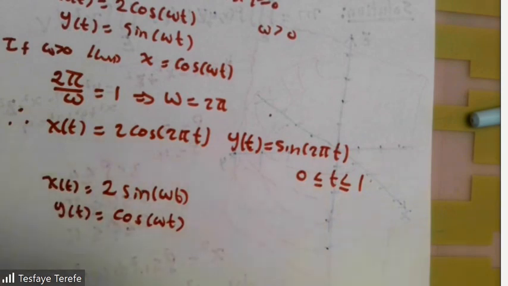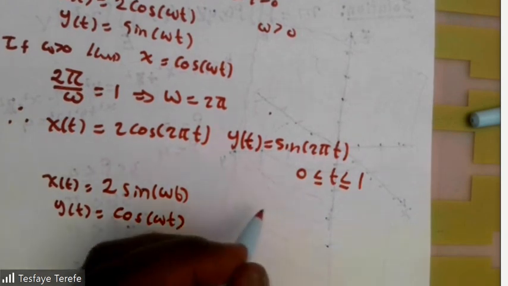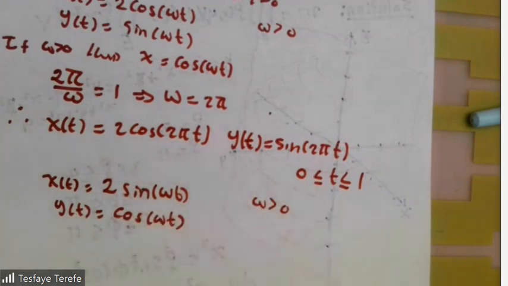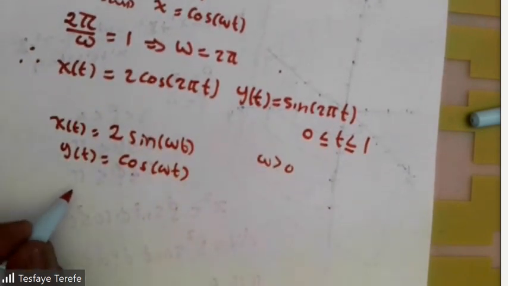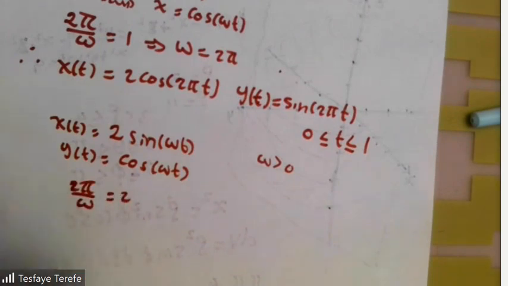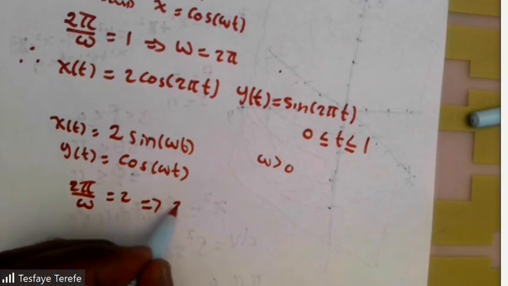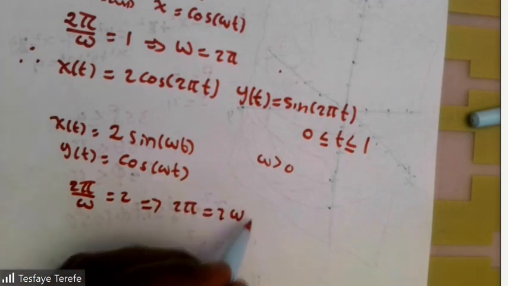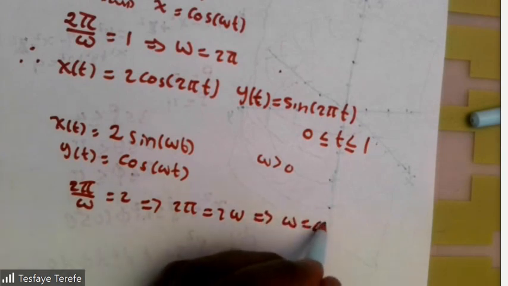Therefore, for the vertical motion, what shall I do? You will say, or the pendulum, which is really moving, the x coordinate and the y coordinate. The same argument that we make is going to be done here. So now we have to make omega greater than 0 as this one. Since one revolution takes 2 seconds, 2 pi over omega is equal to 2. Then from here, 2 pi is equal to 2 omega, and omega equals pi.